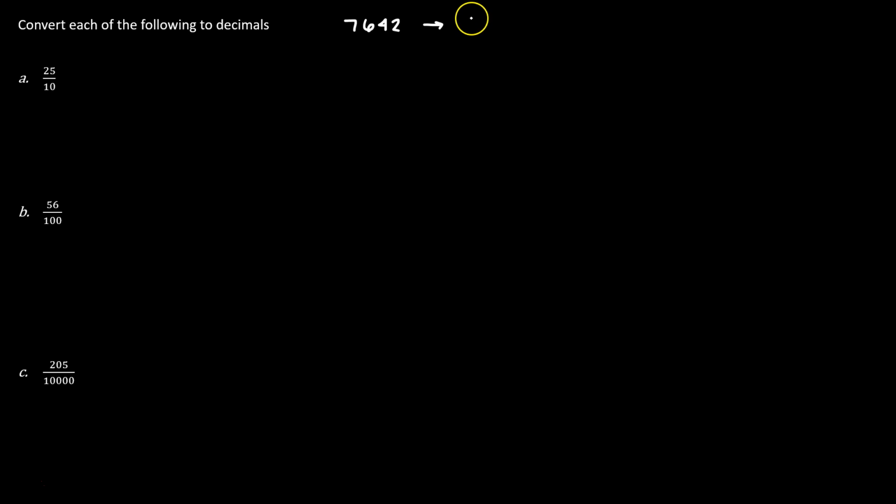So 7 is in the thousands place value, so I would multiply 7 times 10 cubed. Add to that, 6 is in the hundreds place value, so that's 6 times 10 squared. 4 is in the tens place, so it would be 4 times 10 to the first power. And then 2 is in the ones place. I could write 2 times 10 to the 0 here, but I'm going to leave off the 10 to the 0 because I know anything to the 0 power is 1. So this is expanded form. It's the same number. We're just expanding it out so that we can see each digit and the place value that that digit is representing.